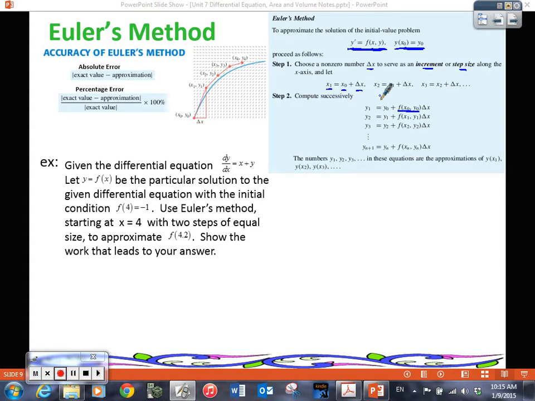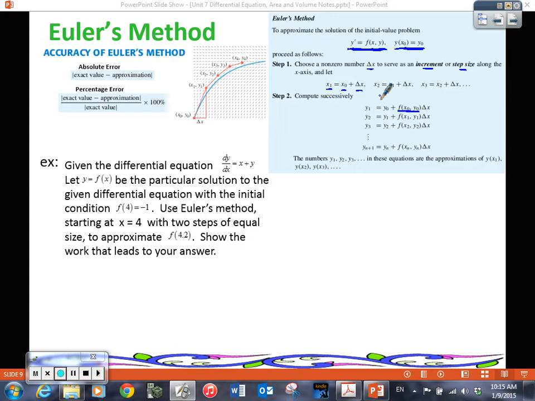Let's say we're going from an x of 1 to an x of 2, and they want us to use 2 steps or 2 increments. We're going from 1 to 2 and we only get to go 2 steps. That means that our delta x would be 1/2, right? 1/2 and then 1/2, and that would get us to 2.